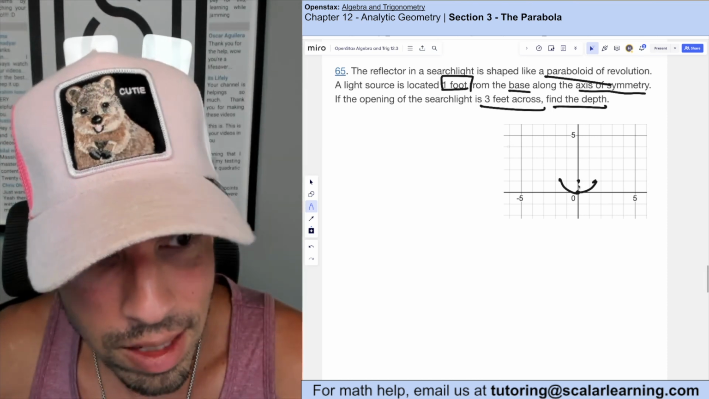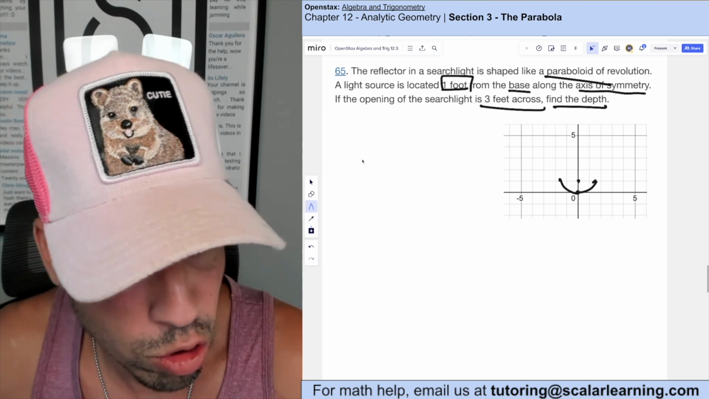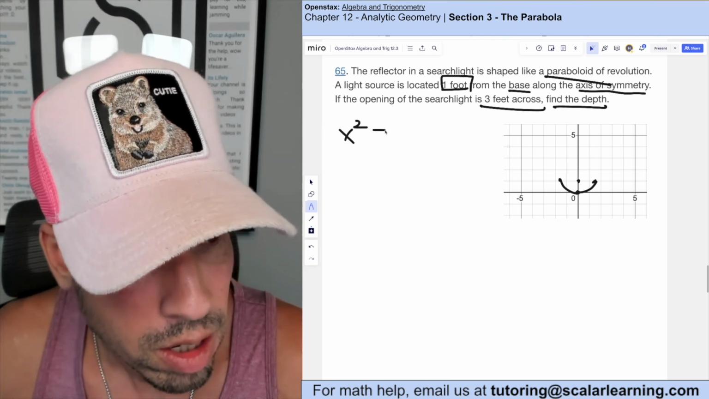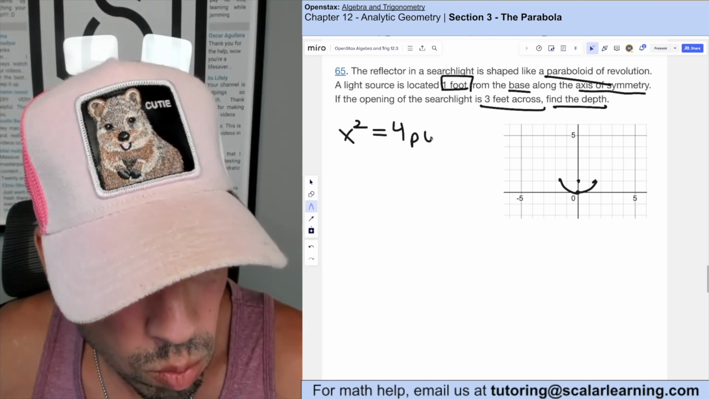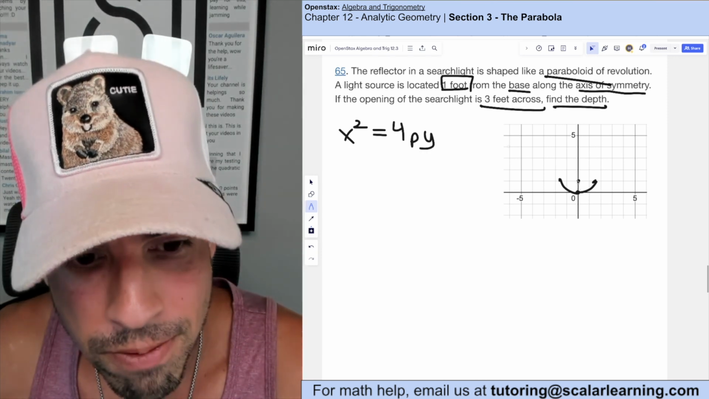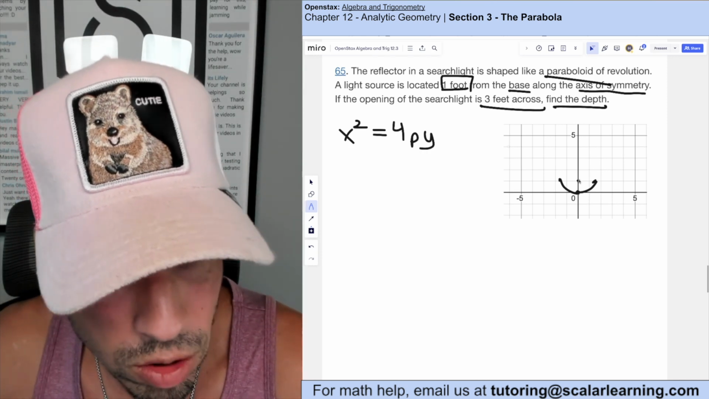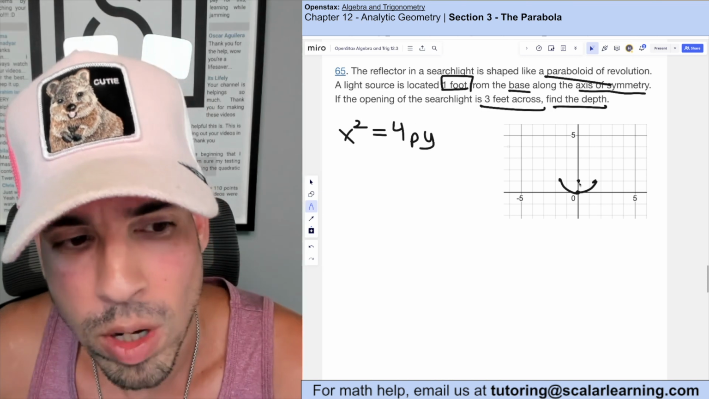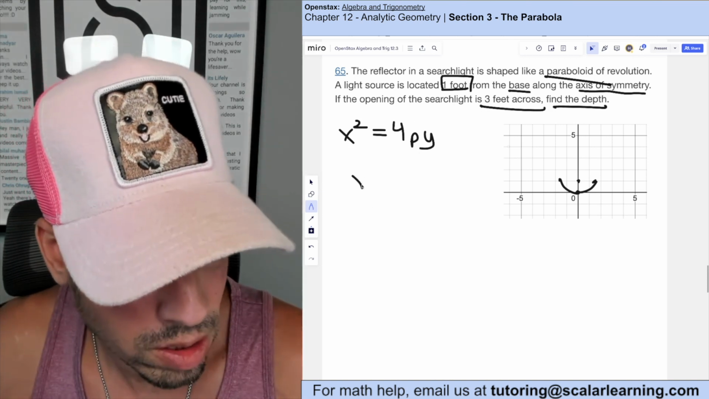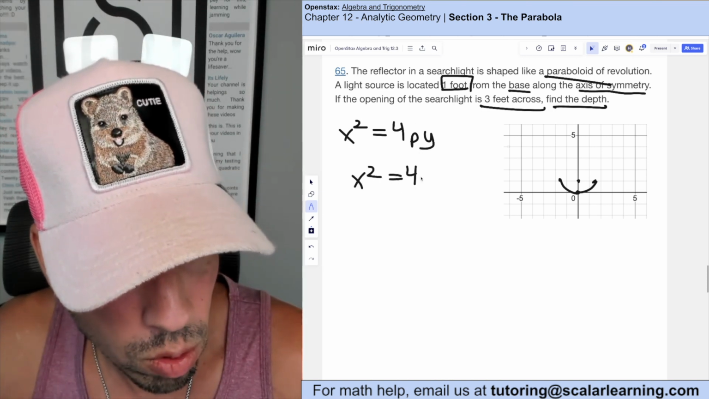And so that tells me, again, my vertex is 0, 0. It's opening up. So we can say x squared equals 4py. And now if my focus is literally exactly 1 above, what that means is p is 1. So we can say x squared equals 4y.